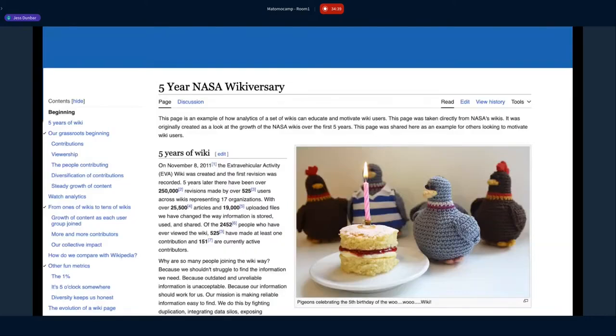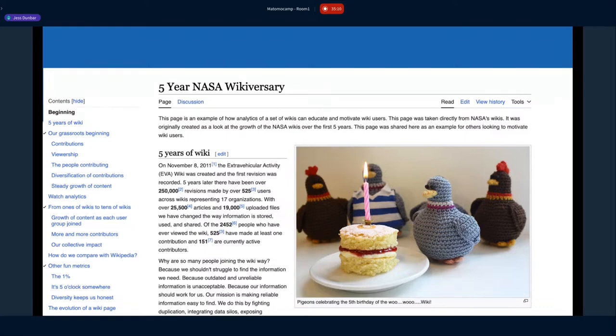My next case study is NASA's wiki. They made a wiki about their wiki metrics. So this is probably an example where they have way too many goals. But if you do a quick Google search for the 5-year NASA Wikiversity, you're going to see an example of how analytics and a set of wikis can really educate and motivate users.